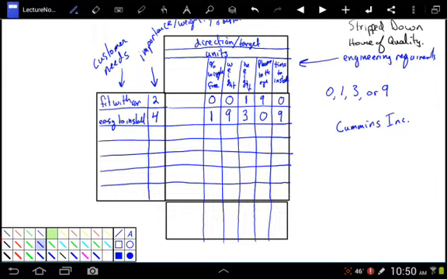Oftentimes these can have hundreds of engineering requirements and a large number of customer needs, and they can become ridiculous. But obviously when you have hundreds of engineering requirements, you have to have some way of prioritizing them, which is what we're about to do. We're about to figure out which one of these is most important, which one's not.